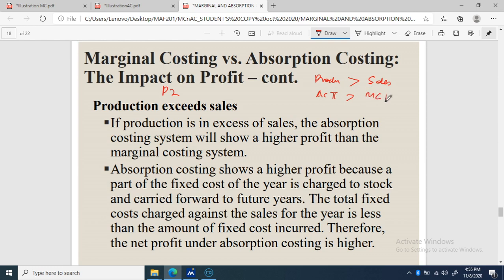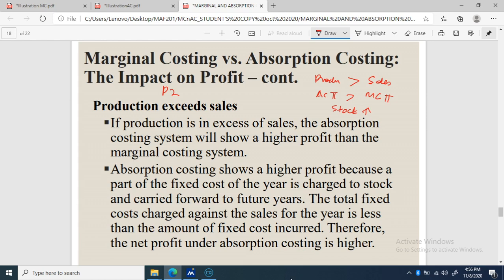So the absorption costing profit is more than marginal costing profit. In this case, if we refer to the closing stock and opening stock, closing stock is higher compared to opening stock. That means we have a stock increase in this situation, which is period 2. So in this case, the total fixed cost charged against the sales for the year is less than the amount of fixed cost incurred, because you produce more and sell less. The amount you charge to the sales is lower. Therefore, net profit under absorption is higher. So this is situation 2.